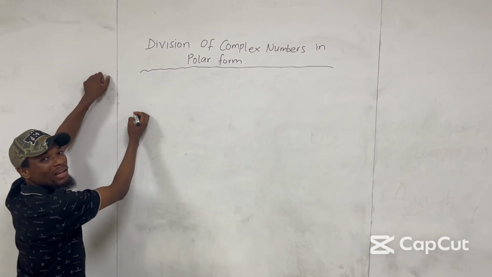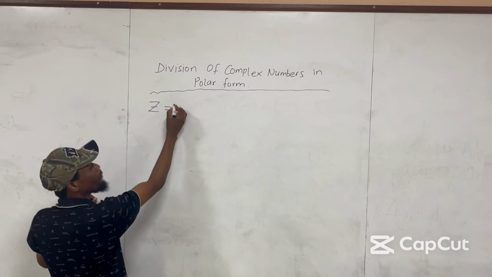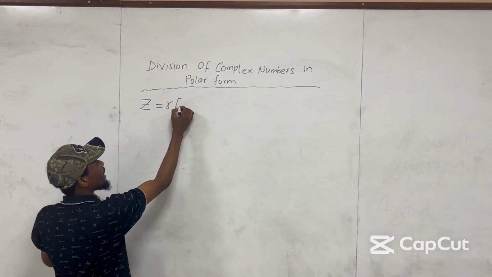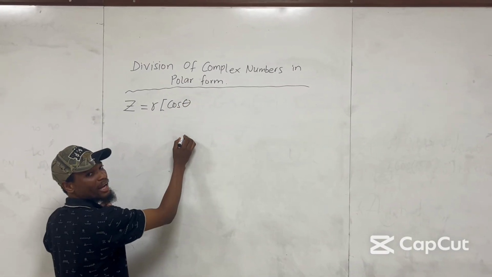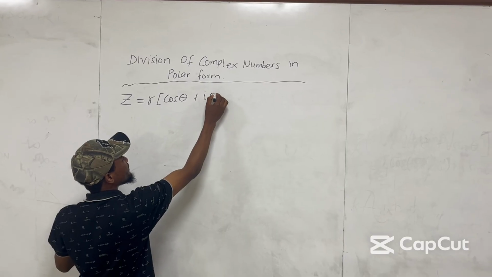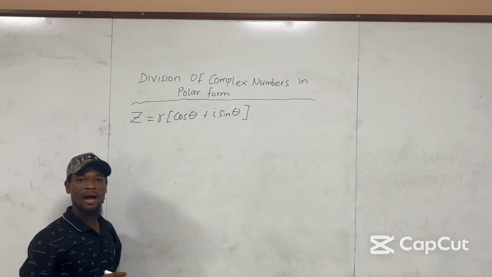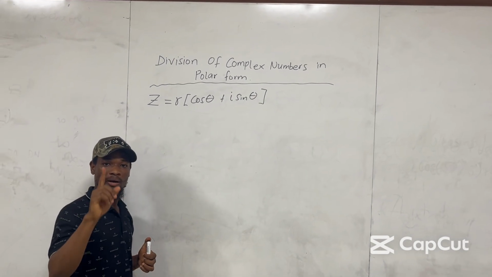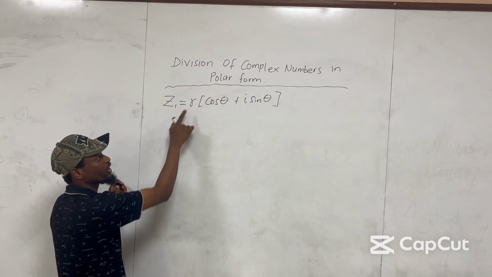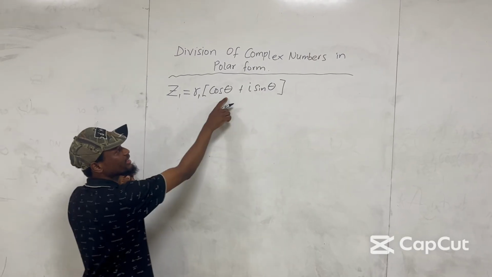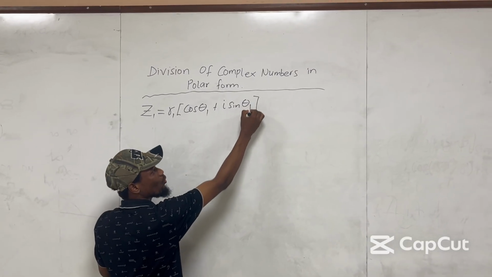For when you have a complex number z in the polar form, you have the modulus, which is r multiplying cos theta plus i sin theta. Okay, this is it. So let's consider complex number 1, which is z1. So this will also be r1, and this theta will be theta 1. This angle will also be theta 1.